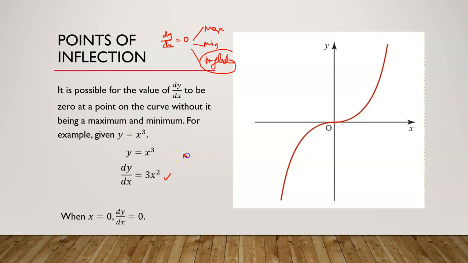Okay, for maximum dia kena macam gini kan, positive, 0, negative. Kalau minimum dia kena negative, 0, positive. Tapi kalau inflection, dia mestilah sign yang sama for left hand side. Okay, di sini kan 0 tadi, dia punya dy over dx equals to 0. So, plus dia naik.